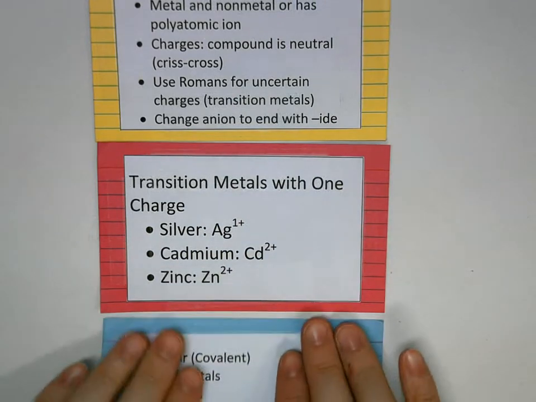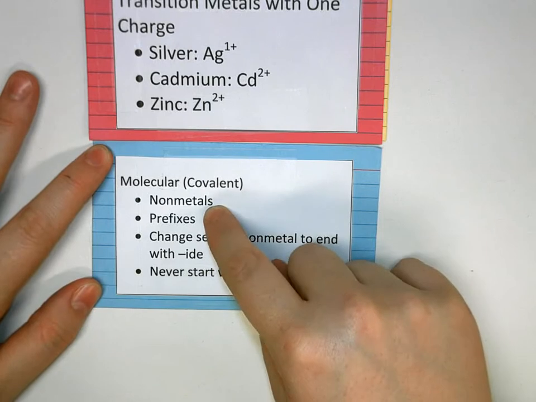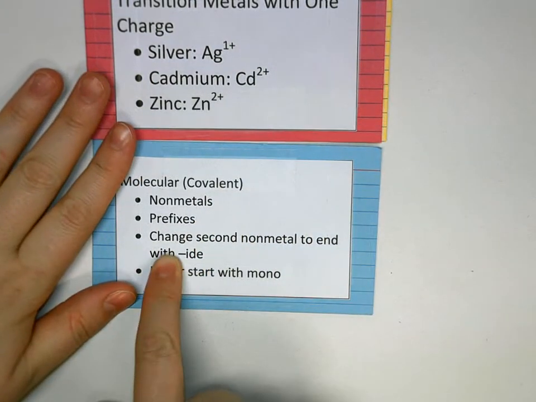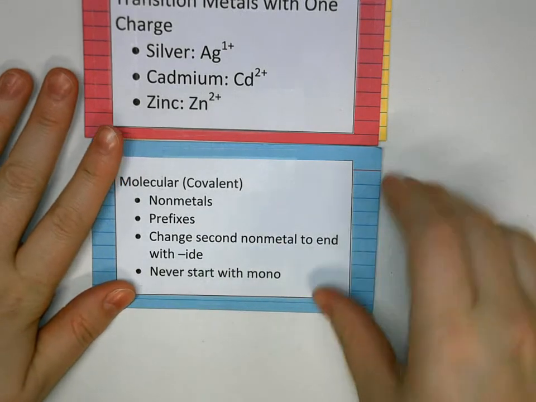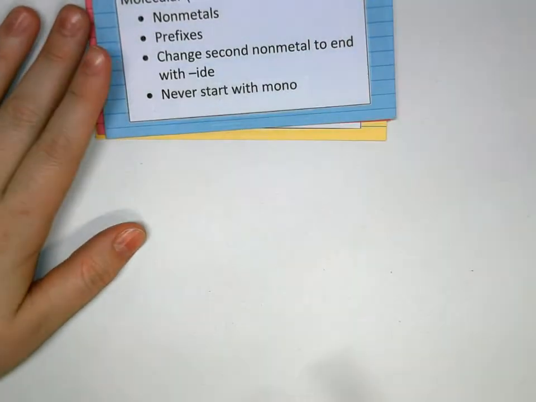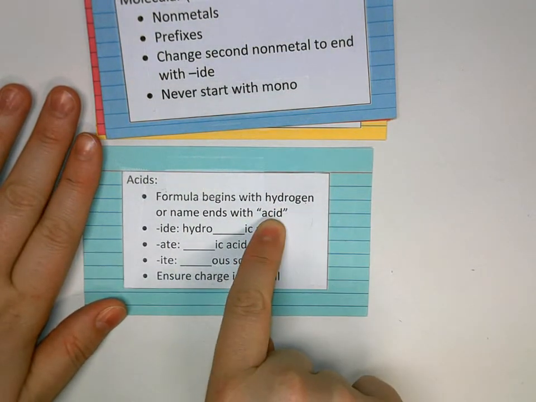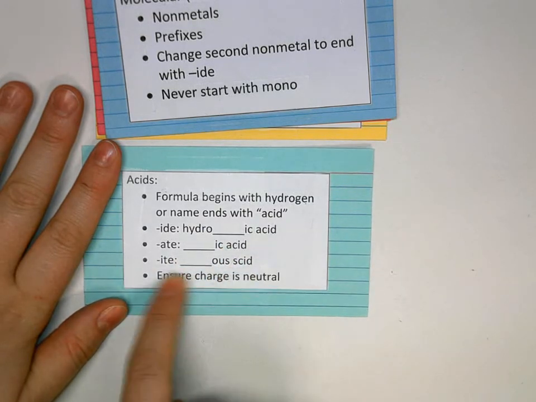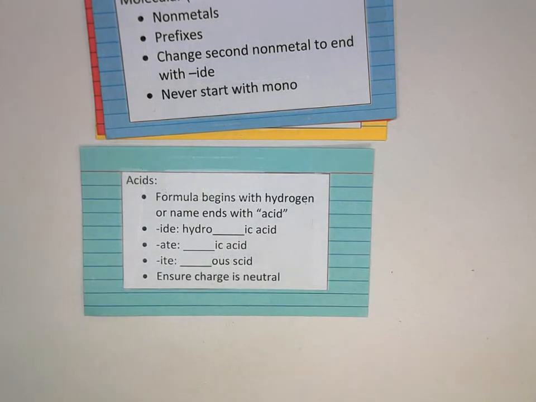Then we've got our molecular, aka covalent compounds. So these are going to be two nonmetals, and in this case we need to use our prefixes: mono, di, tri, etc. We need to change the second nonmetal to end with "ide," and we never want to start with mono. Lastly, acids. So it's either going to start with hydrogen or end with acid. And I want to look at the name of the anion, and that tells me which stem I need to use in order to name my acid. And just like ionic compounds, we want to ensure that these are neutral.